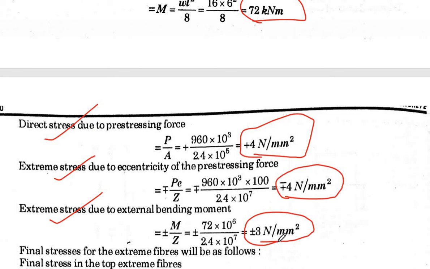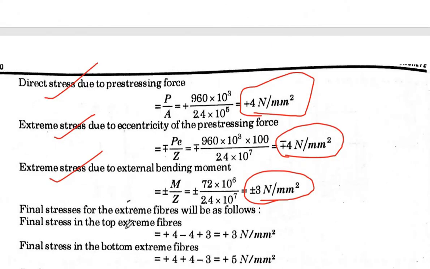So therefore what will be our final top stress? Our final extreme top stress will be plus 4, minus 4 and plus 3. That means 4 minus 4 is 0, plus 3. So therefore our top stress will be 3, and at the bottom it will be how much? 4 plus 4 minus 3. So 8 minus 3, it is 5 Newton per mm square. You can see here, the top stress is 3 Newton per mm square, and the bottom is 5 Newton per mm square.